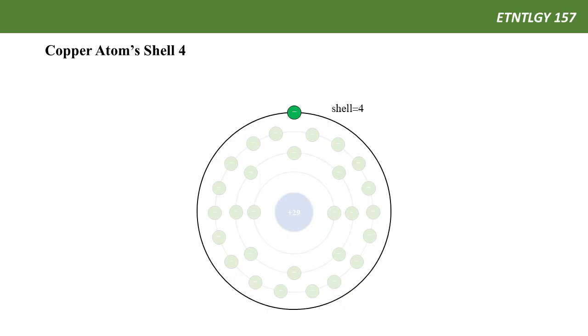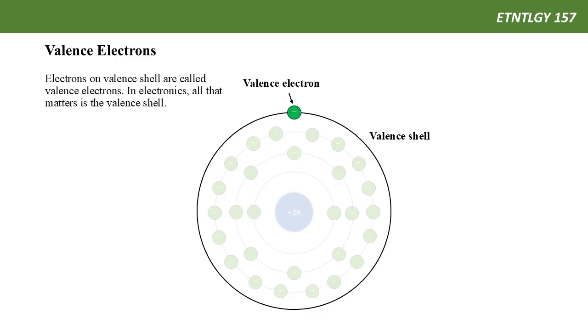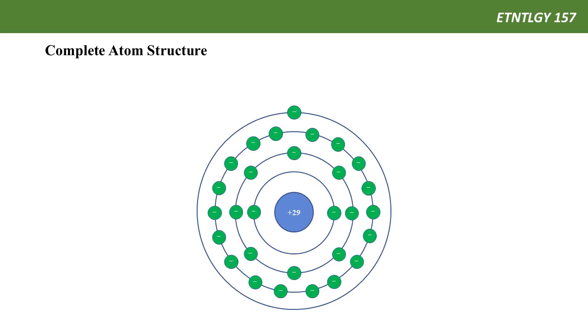This is the outermost shell, and it is the most important shell in terms of knowing the characteristics of an element. So we give that a special name. We call it the valence shell. The electron or electrons on this valence shell are called valence electrons. We know the outermost shell and its electrons are the ones playing the most important role. So usually we don't need to worry too much about the electrons within the inner shells.